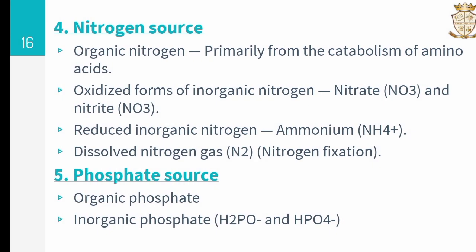The fourth one is nitrogen source. There are four types of nitrogen: organic nitrogen, primarily from the metabolism of amino acids; second, oxidized forms of inorganic nitrogen, that is nitrate and nitrite; third, reduced inorganic nitrogen, that is ammonium; and the last one is dissolved nitrogen gas, used by nitrogen fixation.